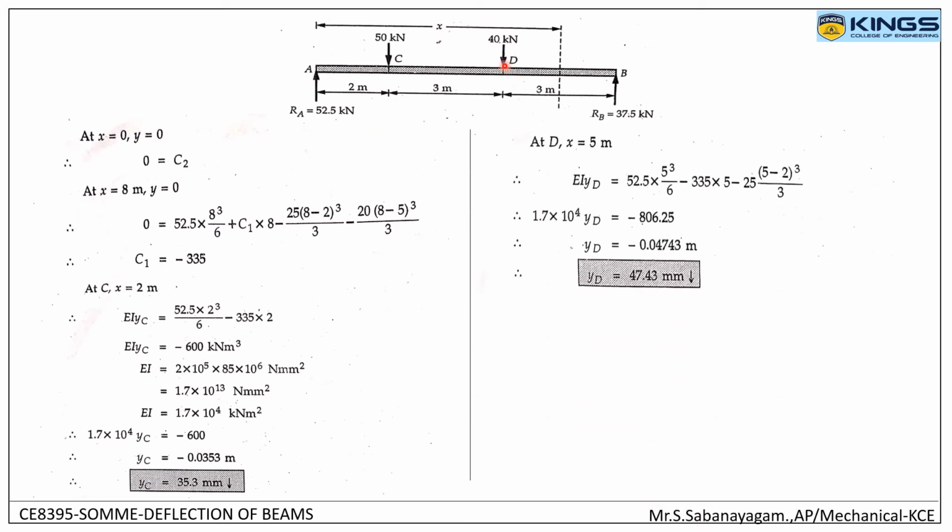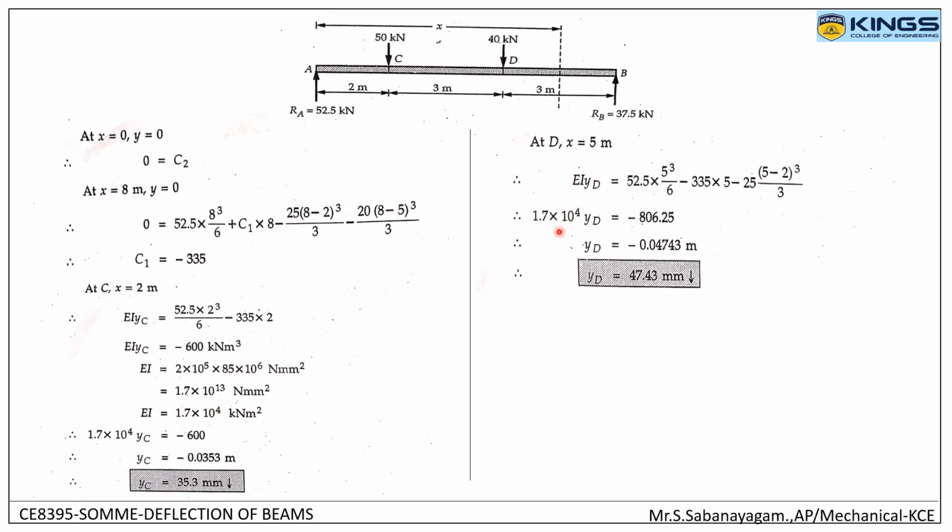And at point D, since we had found out the deflection at point C only, now we have to find the deflection at point D. At D, the value of x will be 5 meter. So substitute x equal to 5 in the deflection equation, EIy. Instead of y, it is rewritten as yd, that is deflection at point D is equal to 52.5, instead of x we are substituting 5. So 5 cube by 6 minus c1 value, minus 335 into x value 5, minus 25 into (5 minus 2) whole cube by 3. And the value of EI is already calculated.